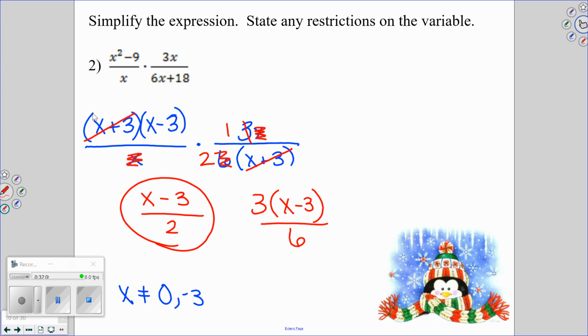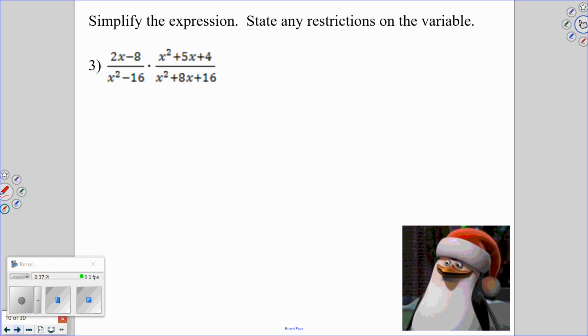Oh, like down here? If that had been a 4, I'd have just sat it out in front. I don't ever distribute them. That's what I don't want you to do. That's why it says smoosh and not multiply, because I don't want you to distribute. Simplest form is considered factored form, so leave them in factored form. Yep.